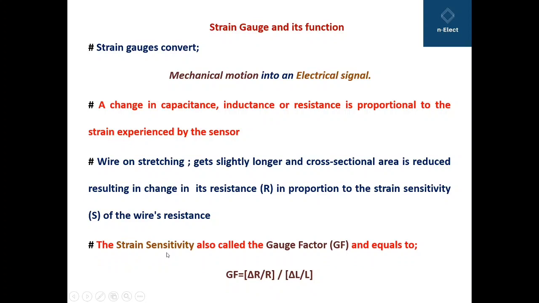The strain sensitivity, which is also called the gauge factor and is represented by GF, is written in terms of formula as GF equals delta R upon R, whole divided by delta L upon L. So here delta R is the change in resistance over the original resistance, whole divided by the change in length over the total length.